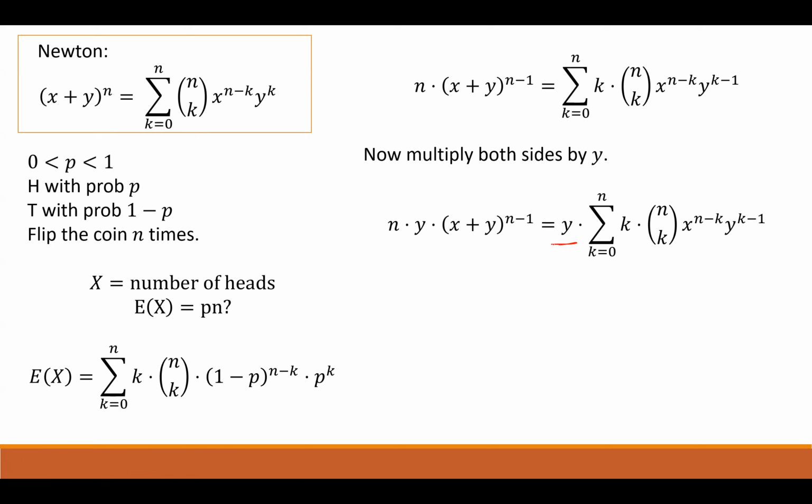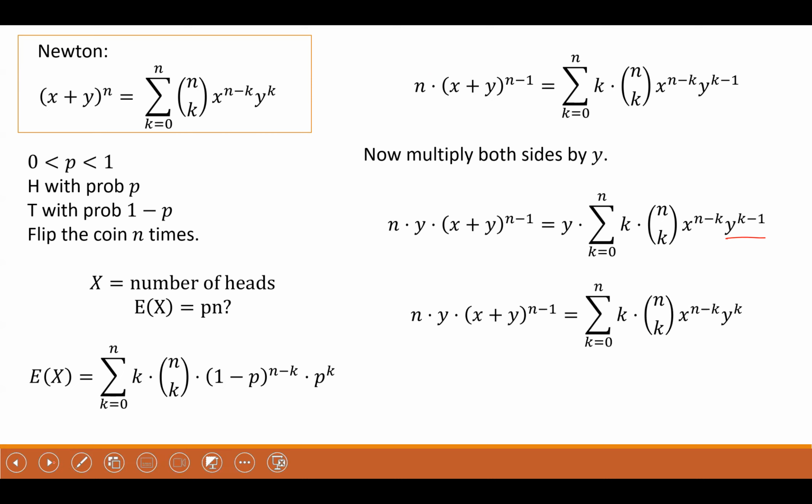So if I multiply the right-hand side by y, then I'm just going to distribute y across all the terms. Each of these is going to be multiplied by y. And if I multiply by y, then I'm going to basically raise y to one more power, right? So then I get y to the power k, and I multiply the left-hand side by y as well, and I just get n times y, (x + y)^(n-1). Not super pretty at this point, but it's a closed form. We can work with it.